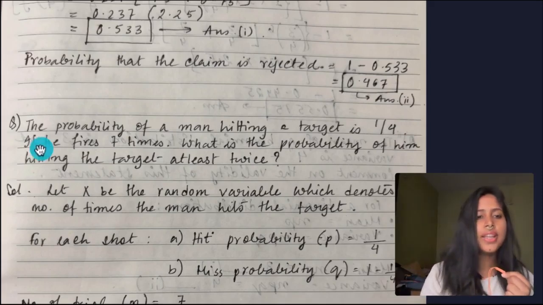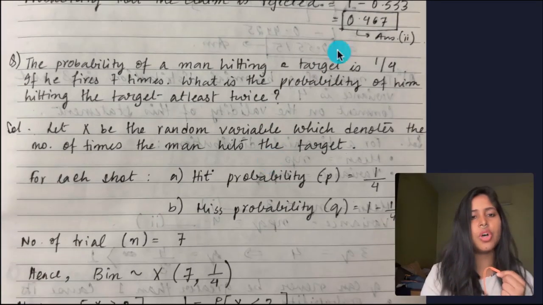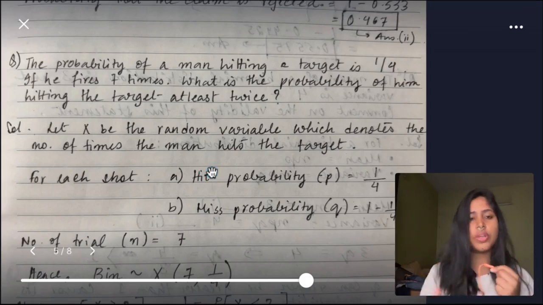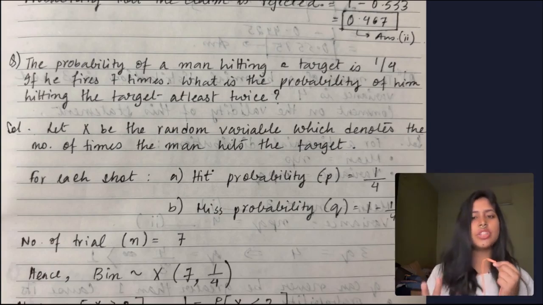Now we will come to the next question. See, our last problem of this situation type is this one. This question states that the probability of a man hitting a target is 1 by 4. If he fires 7 times, what is the probability of him hitting the target at least twice?